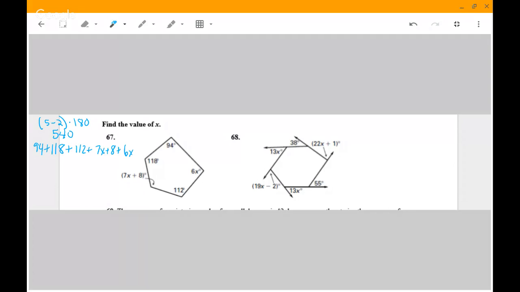And that should all equal 540. And then it's a matter of your algebra to solve for x. Does that make sense? Yeah.